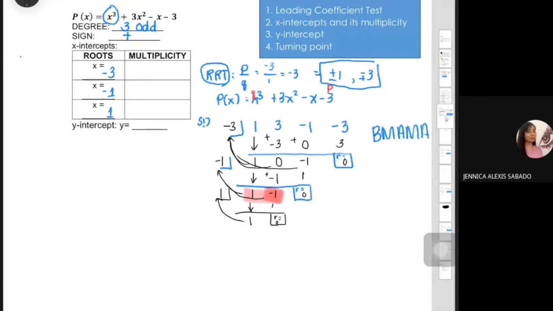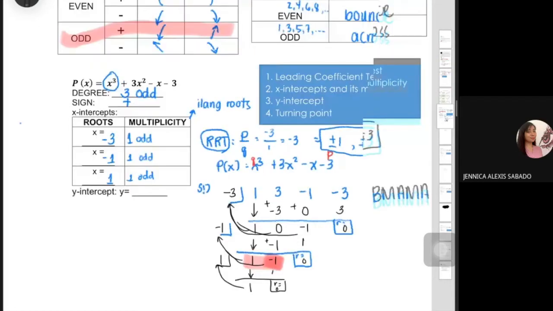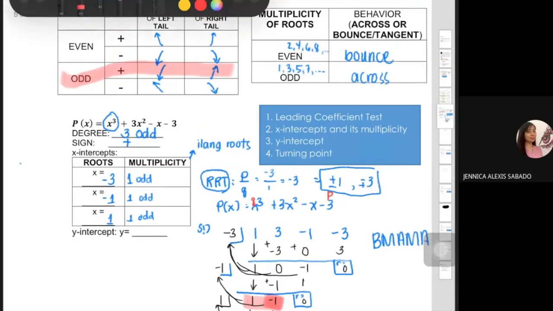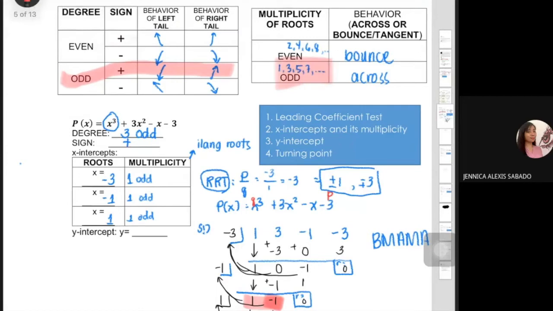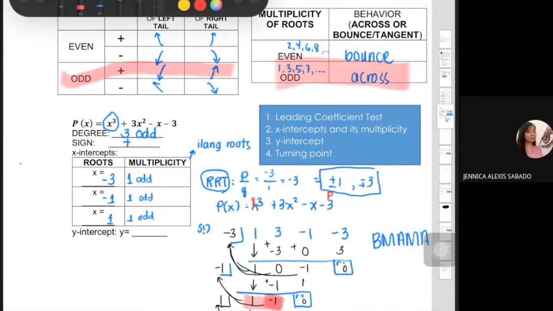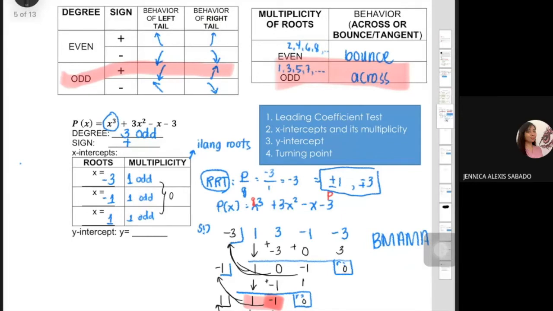Now, check its multiplicity. Again, what is multiplicity? Ilang beses, ilang roots. Ilan yung roots na yon? So, ilan yung negative 3, di ba? Isa lang. Ilan yung negative 1? Isa lang din. Ilan yung 1? Isa lang din. So, ano ba yung 1 na yan? Di ba odd number yan? At ano nga yung sabi sa kodigo nating isa sa taas? Kapag ka-odd, so take note, kapag ka-odd, ang graph mag-go across. So, susulat mo lang doon, okay, across daw to.